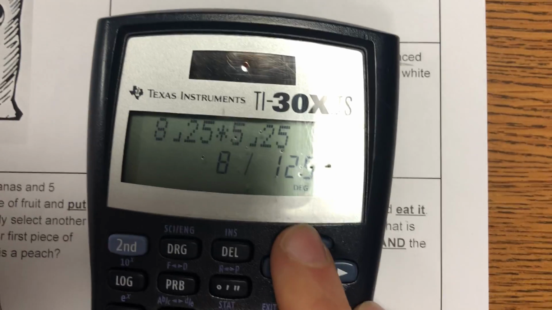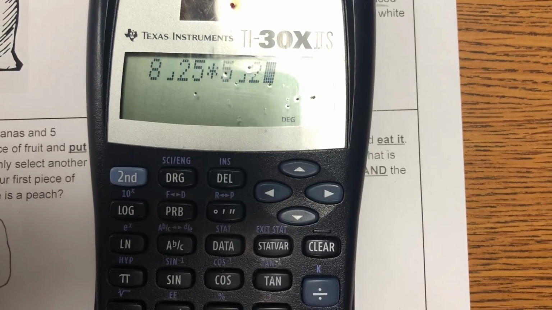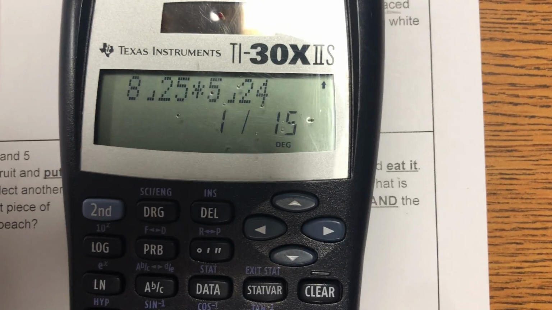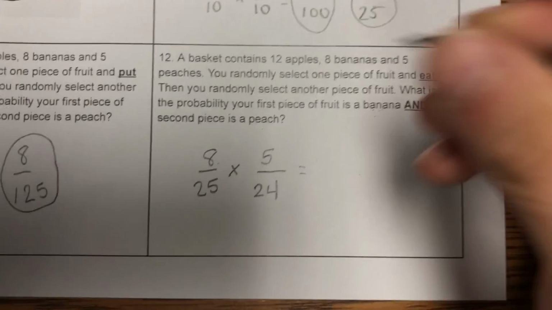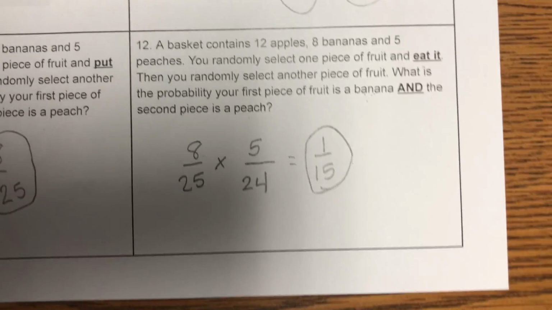So now, in our calculator, I'm actually going to use the exact same equation. I'm just going to change this to a 24, because that's the only part that changed, and I get 1 over 15. And so that would be our probability here, 1 over 15.